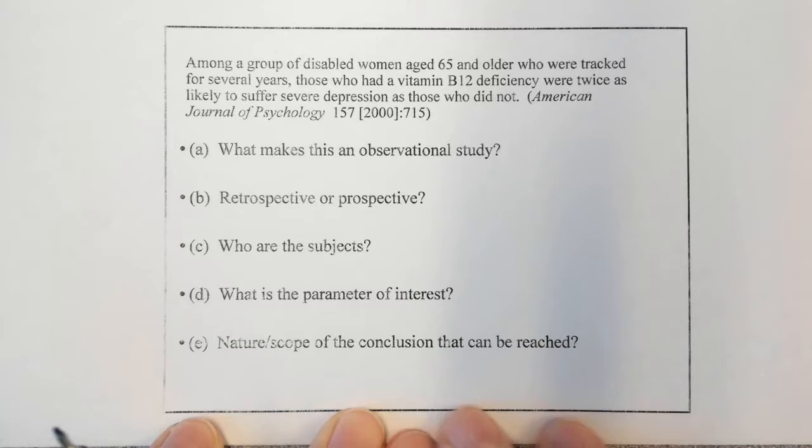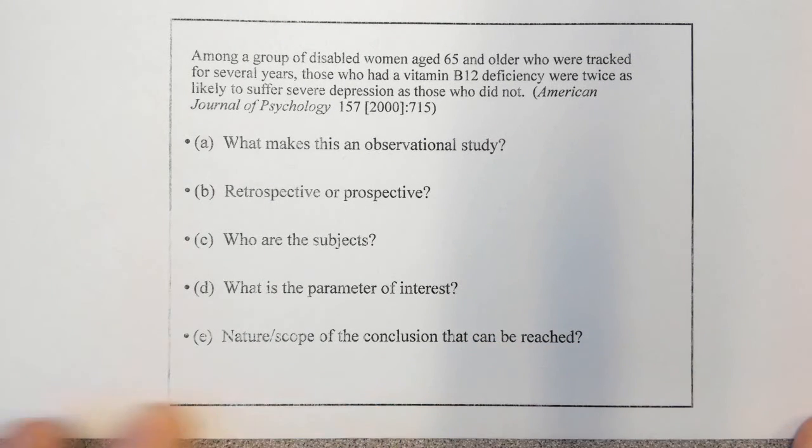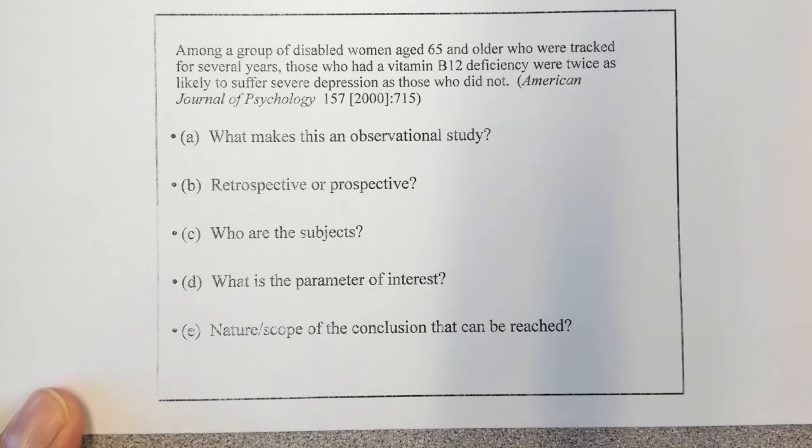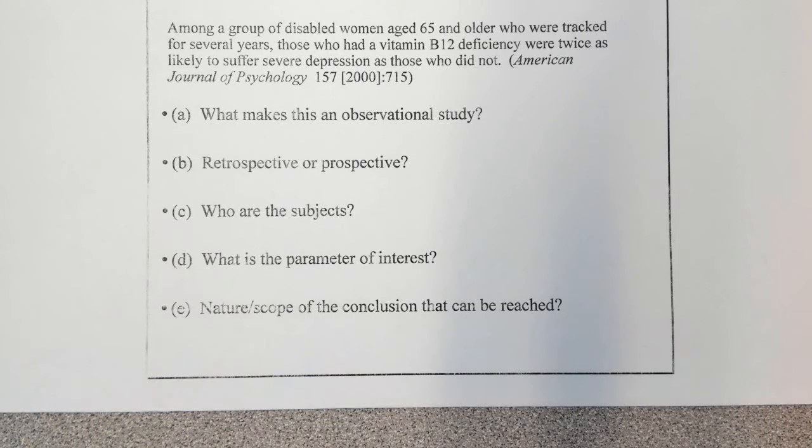Okay. So this is a study that was done and actually published in the American Journal of Psychology back in 2000. A group of disabled women aged 65 and older were studied. They were tracked for several years. So they picked some women and they tracked them for several years.